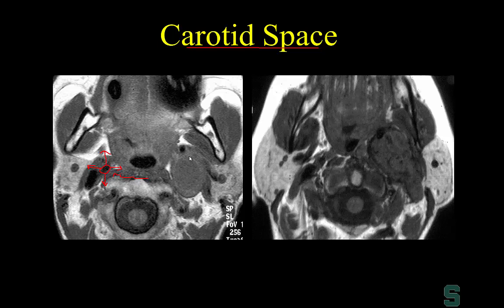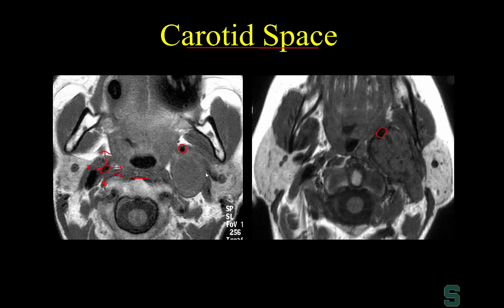In this particular case, we can see that the carotid artery is displaced anteriorly. So what space is this mass in? Same thing, right? Carotid space.